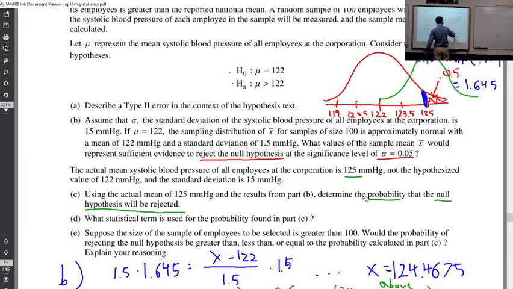So what we just found was this area, this threshold where I actually reject the null hypothesis now that I know what the distribution actually looks like. And that probability that I just found is what power is. So part D, what statistical term is used, is power. So now let me show what the entire problem's answers look like.